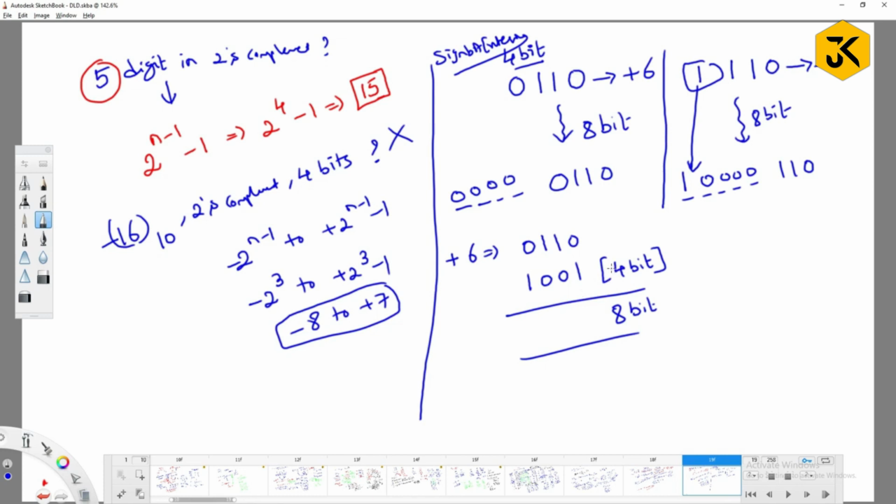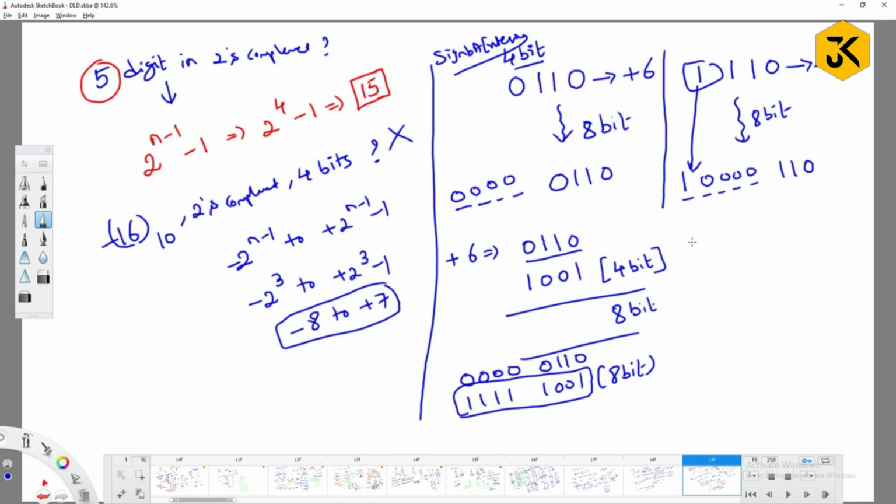What can we do here? Simple thing, you can just write the 8-bit system for the actual data of plus 6. In an 8-bit system, if you write 4 zeros, then 0110. For this, if you try to write the complement, what will happen? 1111 1001. So this is 8 bit. There is no problem.